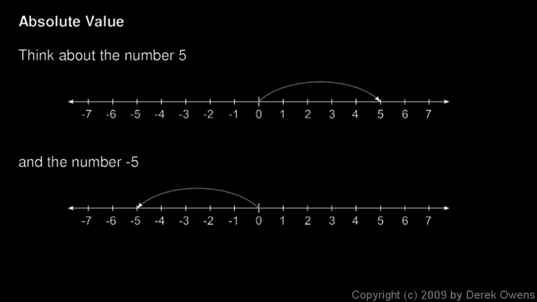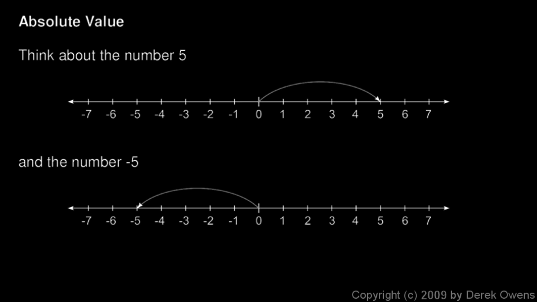Now the number 5 really is further to the right, and the number -5 is further to the left. So the number 5 is clearly greater than the number -5 because it's further to the right. And that's really what greater than and less than mean. Numbers that are further to the right are greater. So the number 5 is greater than the number -5.